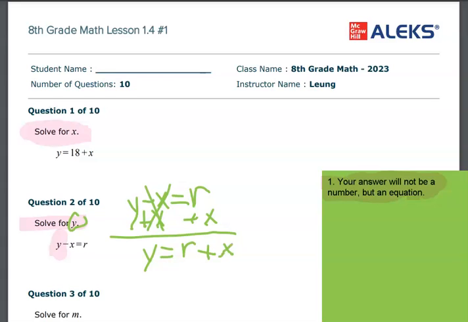So that I get y equals r plus x. And that's how I go about solving the problem.